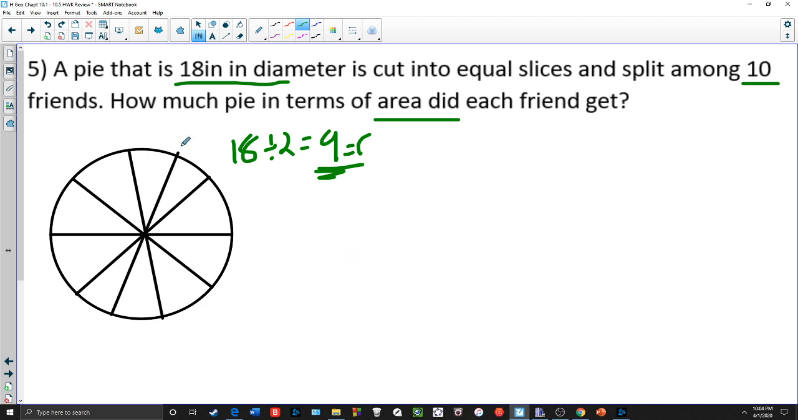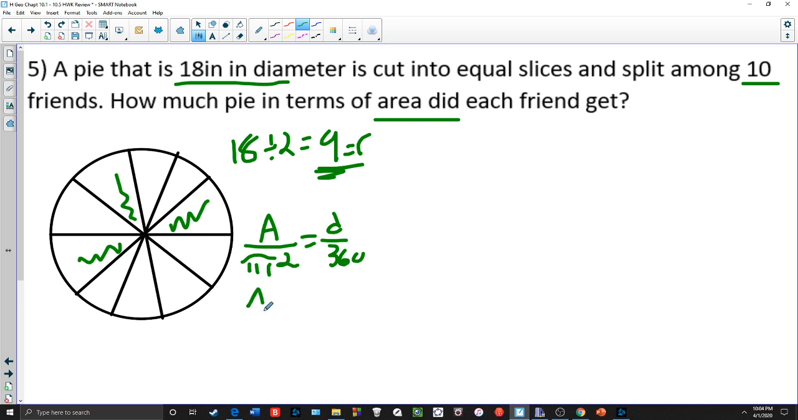Now I kind of drew a picture here. It's roughly 10 equal slices. I know they're not all equal, but hey, give me a break here. So if we imagine that this is 10 equal slices, each of these slices makes up a sector of the circle, right? This is a sector, that's a sector, that's a sector. All the slices are sectors. So I could use the sector formula: pi r squared is equal to degrees over 360.